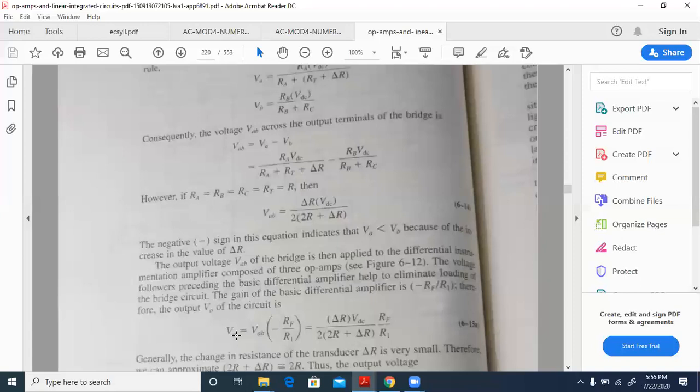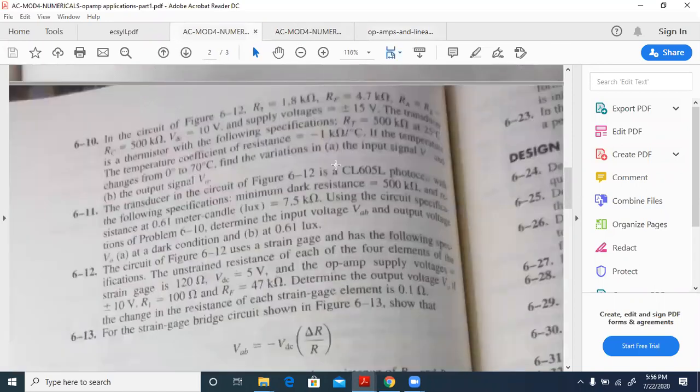Or you can find each of them: VO1 is equal to VAB1 multiplied by minus RF by R1. VO2 is equal to VAB2 multiplied by minus RF by R1. We can use that formula and find out VO1 and VO2 for each of VAB1 and VAB2, and find the difference, and that will give us the second part, which is the variation in the output signal V0. Okay, so I'll pause.